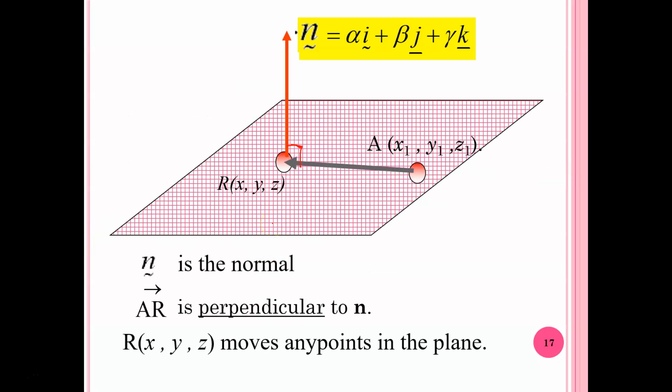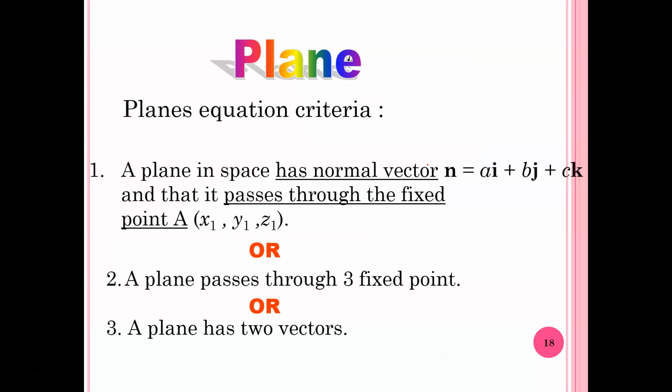Kalau in the previous case, kita ada satu point kat sini kan. Atau dia kata, a plane passes through 3 fixed points. It is not necessarily that it only passes through 1 point. It can also pass through 3 fixed points. Okay, boleh juga dia lalui 3 fixed point. A plane has 2 vectors. So dia ada 2 vectors. Okay, that is the criteria of a plane, satah.